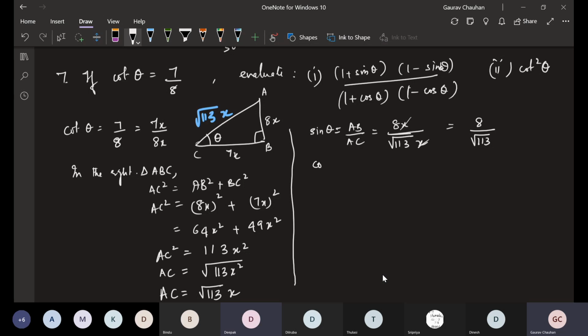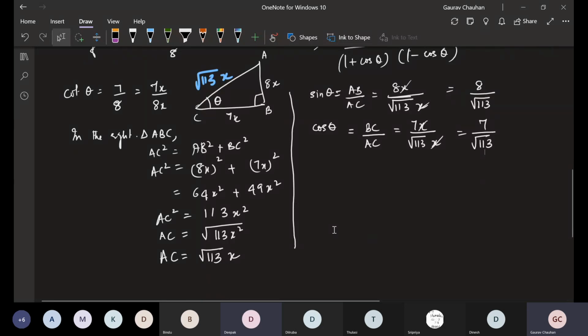Continue. And cos theta is adjacent side by hypotenuse, sir. Adjacent side is BC and hypotenuse is AC, so 7x by root 113x, the x will get cancelled, sir. 7 by root 113.